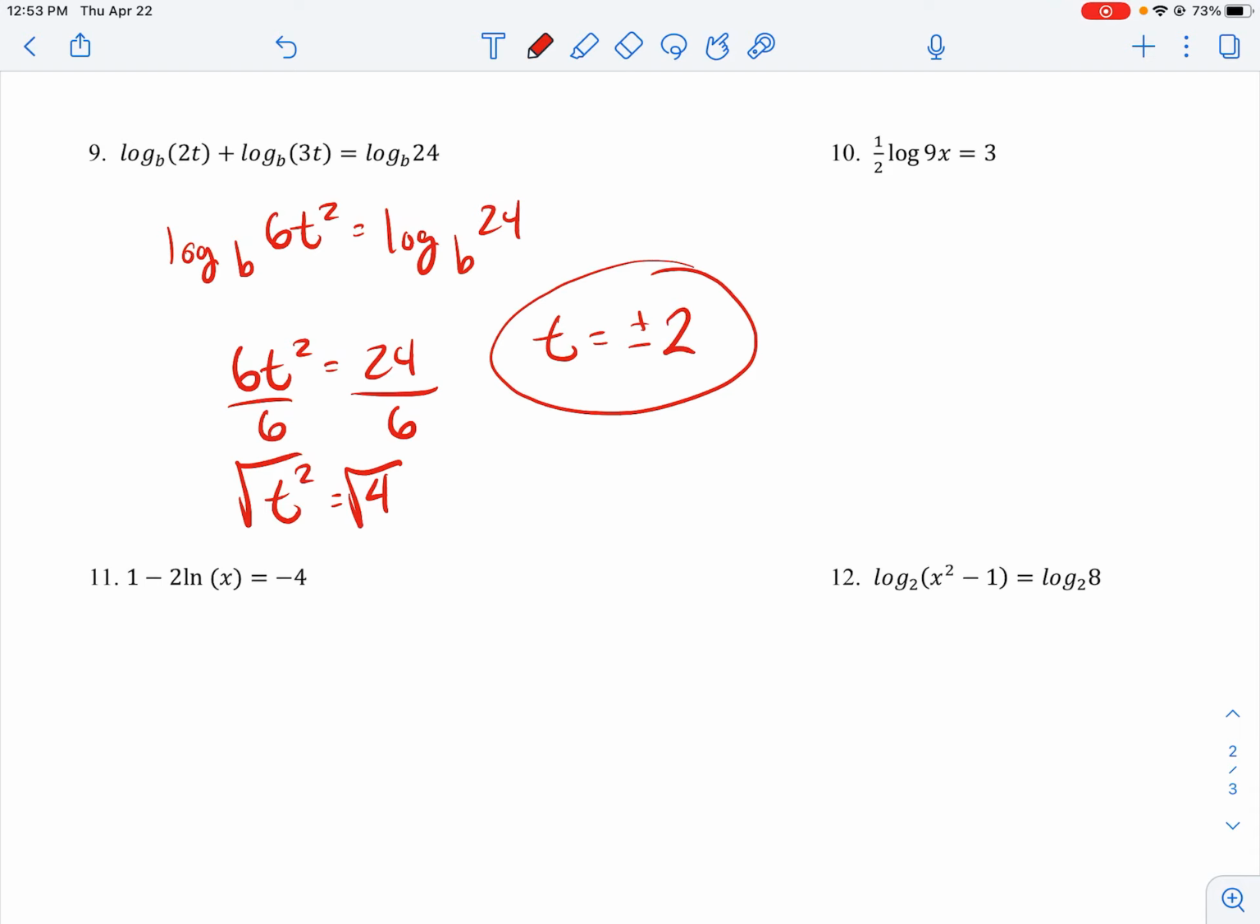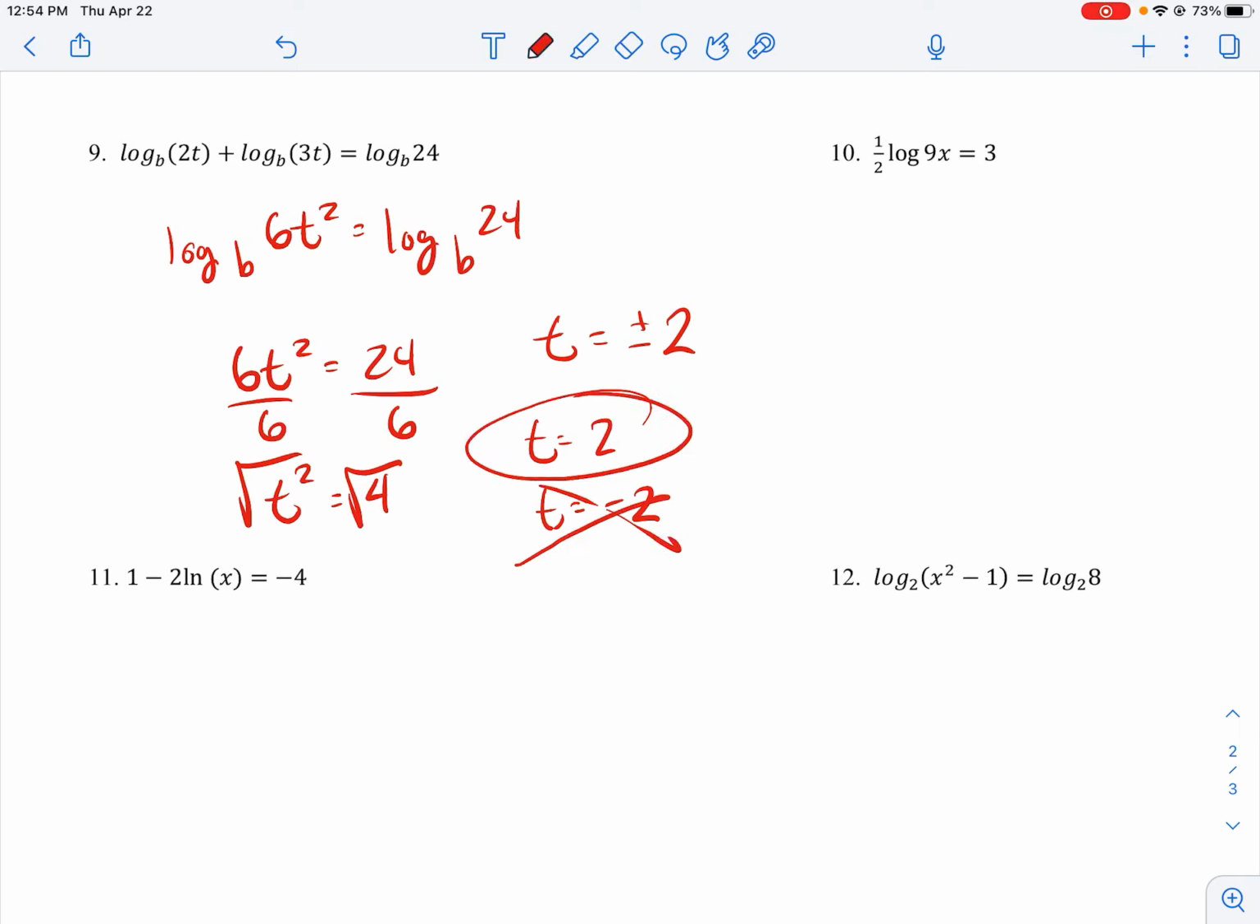Okay, now we have to check and make sure, do we have any extraneous roots? Because what this is saying is t is equal to a positive 2, t is equal to a negative 2. All right, so negative 2 won't work because if you put a negative 2 in here, you're taking the log of negative 4 and negative 6. Those do not exist. So our only answer is t is equal to 2.